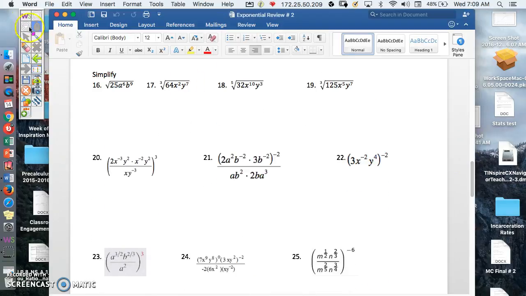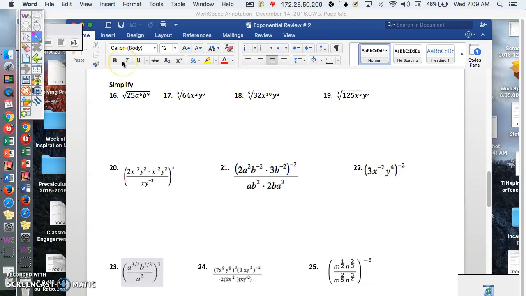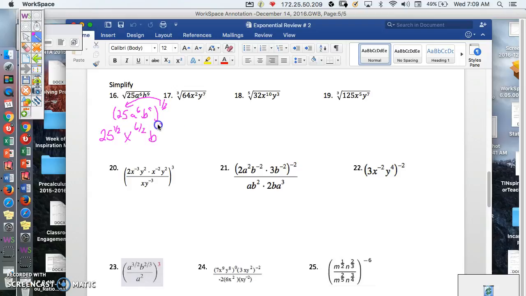Well, now we need to evaluate some of these. So we have to take the square root of everything. So some of you might think, well, let's rewrite it with exponents. 25x to the 6th, b to the 9th, to the 1/2. And if we distribute, we have 25 to the 1/2, x to the 6/2, b to the 9/2. Well, 25 to the 1/2, the square root, so that's 5x cubed, b to the 9/2.